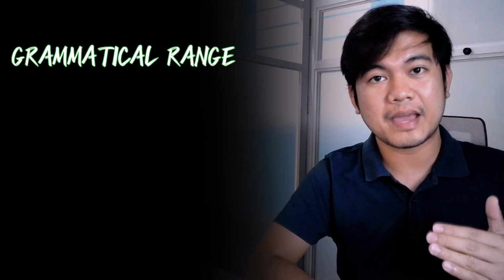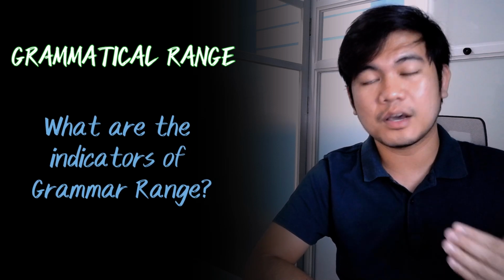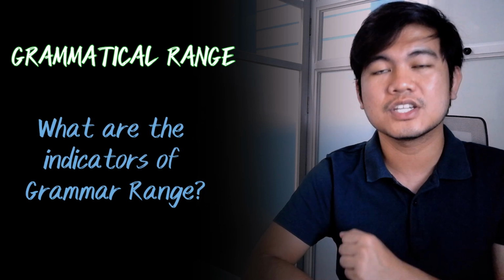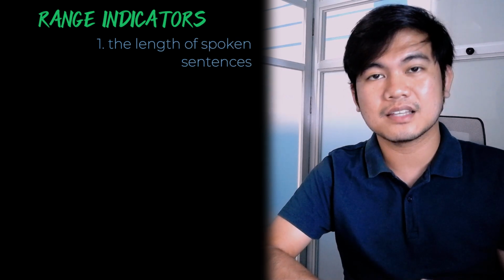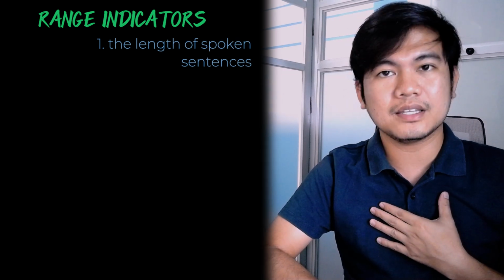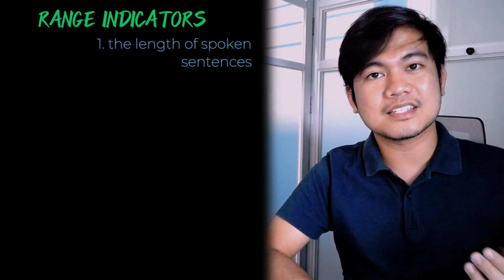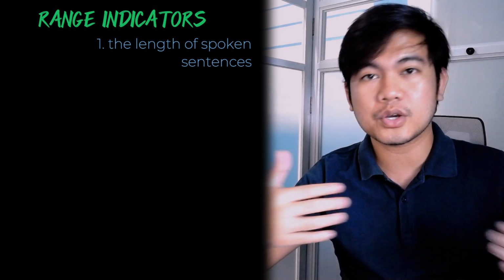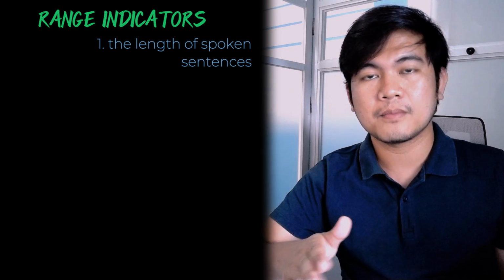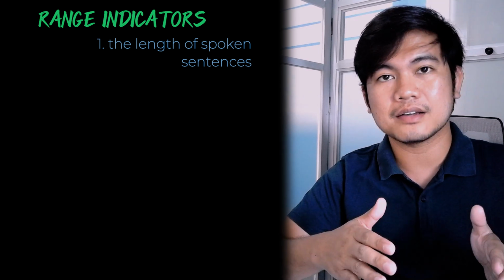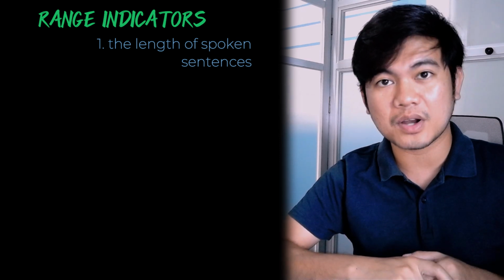Now let's talk about grammatical range. What are the indicators of this? Let's understand how the examiner evaluates our knowledge of grammar. First, the length of spoken sentences. This simply checks our ability of whether or not we speak at length. More often than not, some students cannot develop longer sentences simply because they are unfamiliar with grammar rules, and some of them don't have any ideas to share with their examiner. They don't have any answer at all.